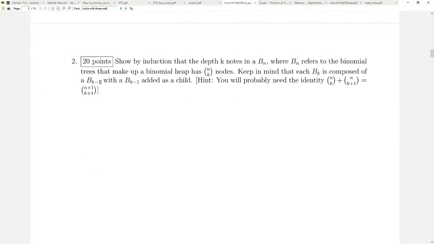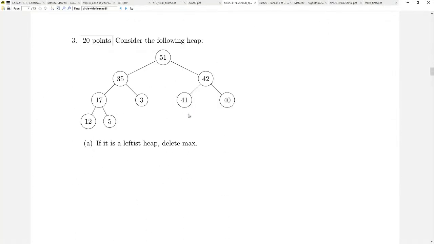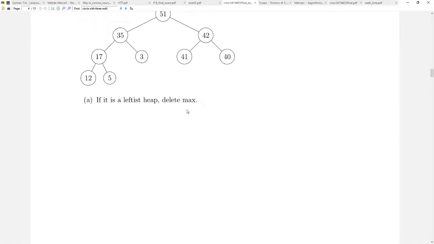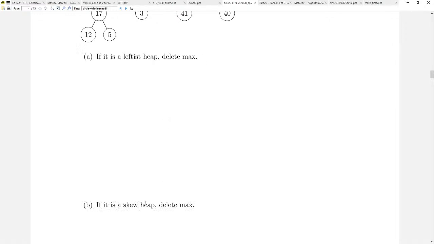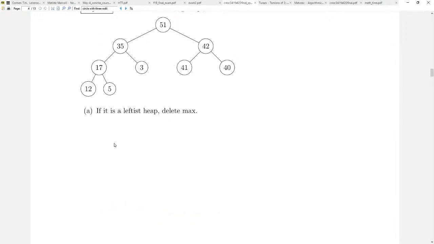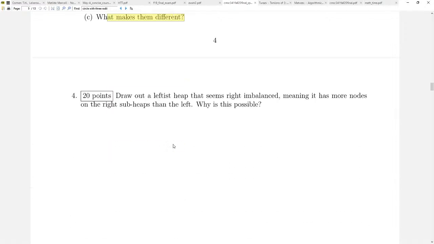So let's go back to the document. Let me look at this other problem. Consider the following heap. If it's a leftist heap, delete max. And if it's a skew heap, delete max. Remember, the difference between a leftist heap and a skew heap is that the leftist heap cares about the null path length, and the skew heap just swaps regardless, right? So that's basically the whole point of this problem, and that's exactly what makes them different.